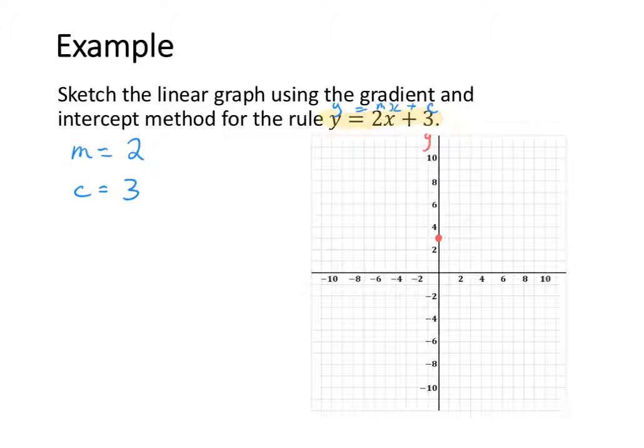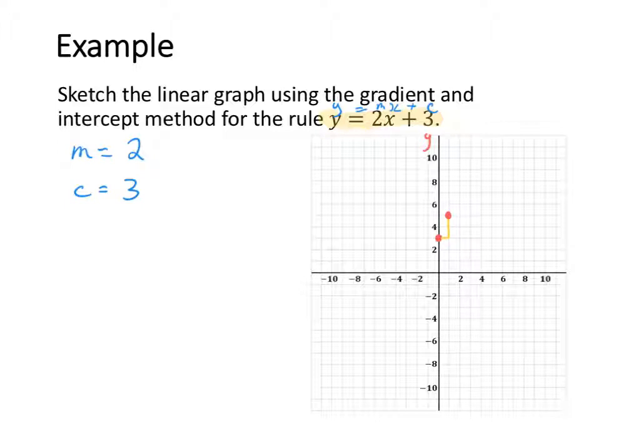Now the next step is to go ahead and apply the gradient to make a second dot. So my gradient of 2 means that as x increases by 1, y is going to increase by 2. So I can apply that. So from starting at my y-intercept, when x increases by 1, y increases by 2. And then I can place my second dot on the graph there.